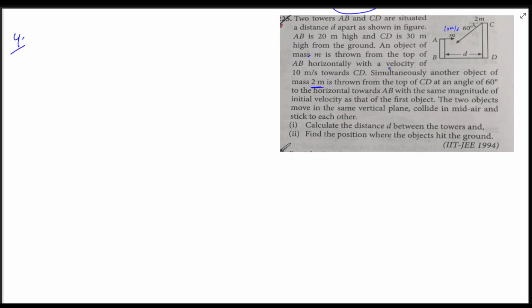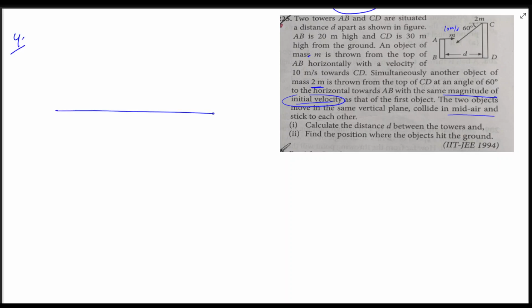This has mass 2m, so this is m, this is 2m. I think we have to use Newton's law a little bit, no worries. Thrown from the CD at an angle 60 degrees with the same magnitude of initial velocity. Perfect. So the two objects move in the same vertical plane and collide in midair.